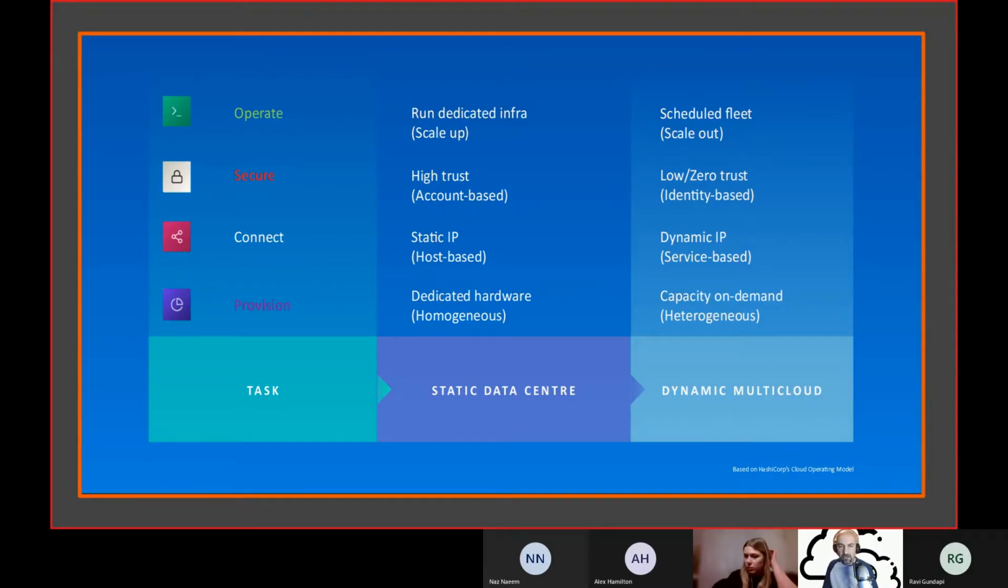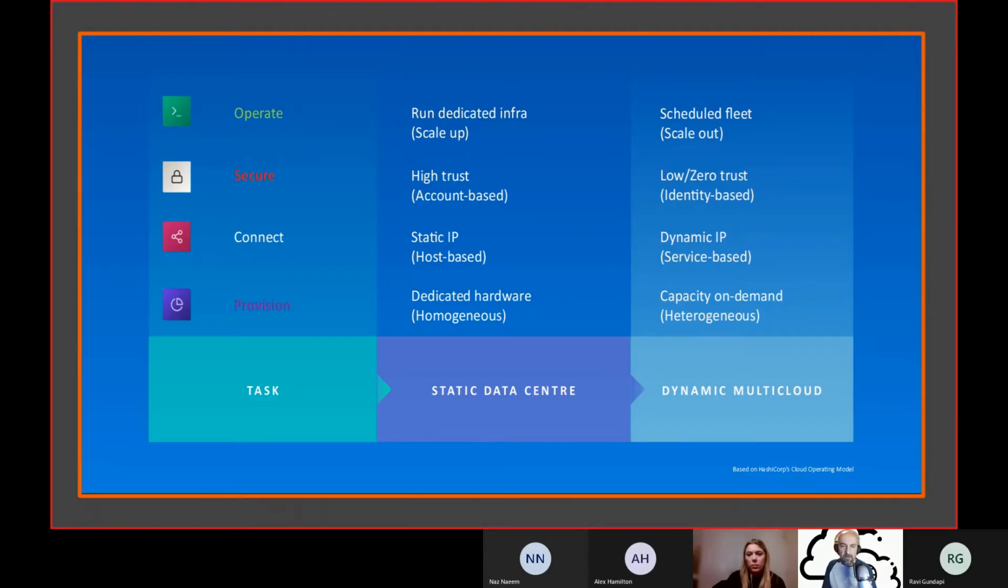So for example, in terms of provisioning in the data center, it's very much homogeneous hardware, dedicated hardware designed really to work for that particular application, for that particular workload. Whereas in the cloud, it's really capacity on demand. So you're provisioning the actual environment that you need as and when you actually need it.